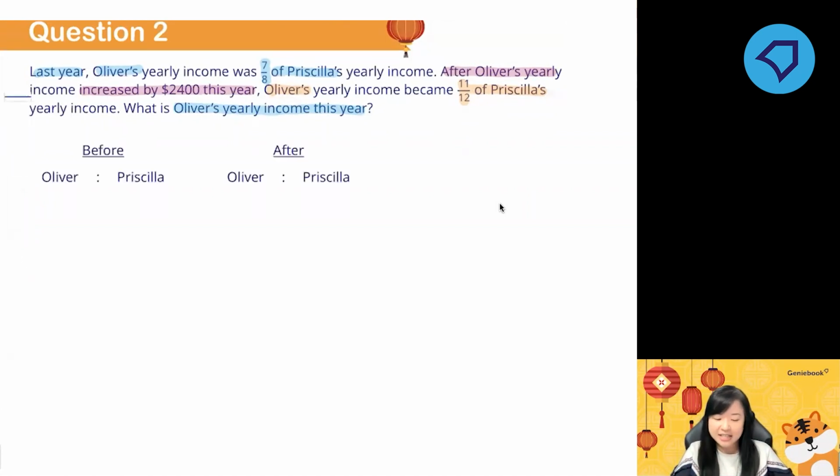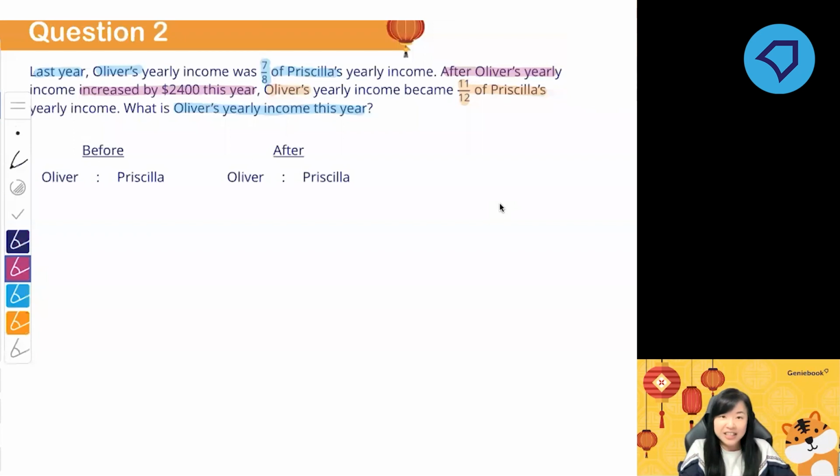Okay, let's take a look then, since you all are ready. What is the ratio of Olivia and Priscilla before, that would be last year, right? So Olivia is 7, Priscilla is 8. Very good, because the numerator belongs to the first quantity, denominator belongs to the second. And what is the ratio for after? Same thing, numerator belongs to the first quantity, and denominator belongs to the second. That's how we get 11:12.